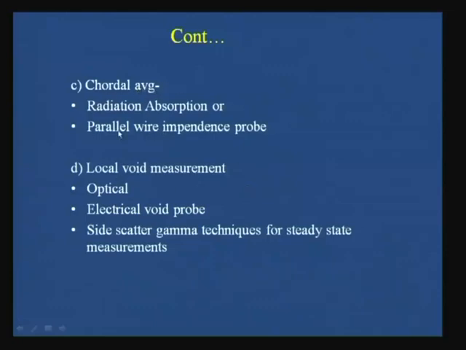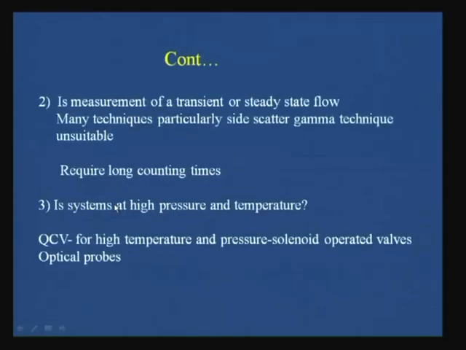Caudal average, again you can either use a parallel wire type impedance or radiation absorption. For local void fraction, again a local point electrode probe can be used. Side scatter gamma techniques can be used, but this technique can be used only for steady state measurements. Transient measurements cannot be done in this case. For transient, either optical or electrical void probes can be used.